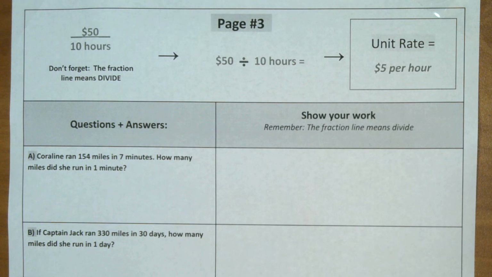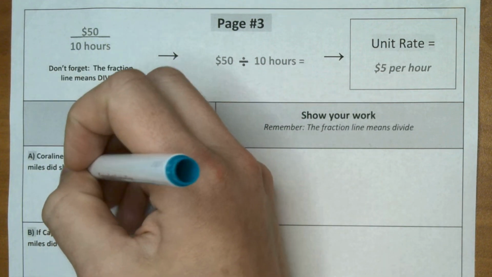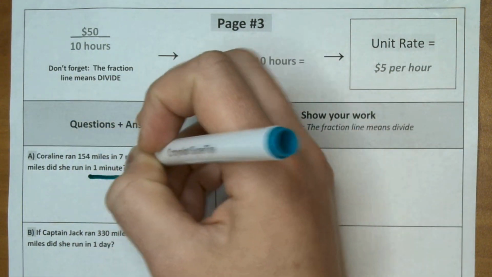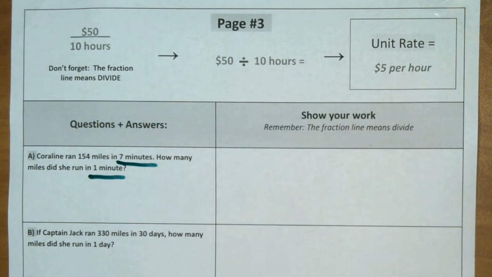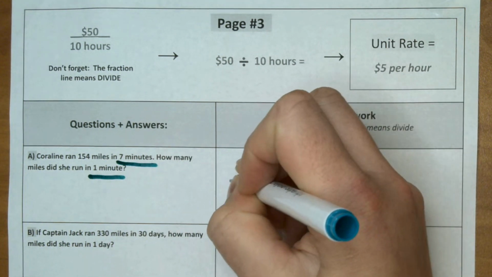All right, let's take a look at problem A on page 3. Then you'll complete the rest of the page on your own. It says Corlin ran 154 miles in 7 minutes. How many miles did she run in 1 minute? So in this problem, they're asking for how far in 1 minute. So that means minutes are going to be my denominator when I divide.